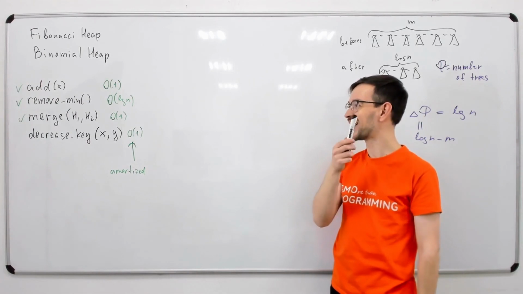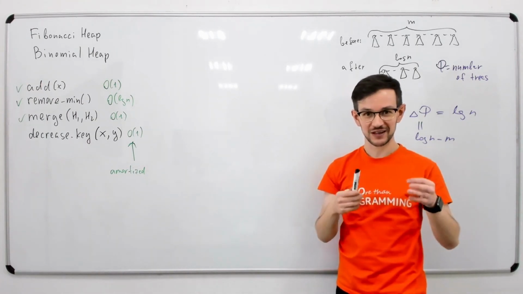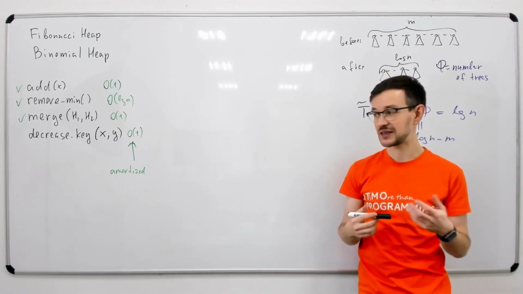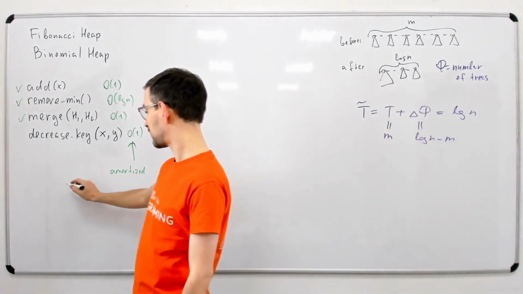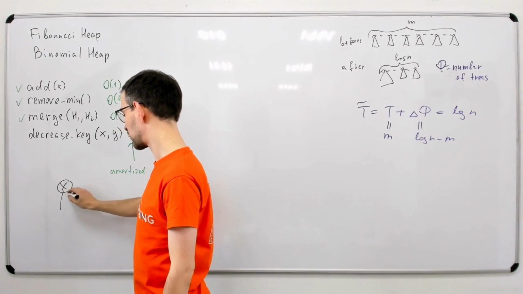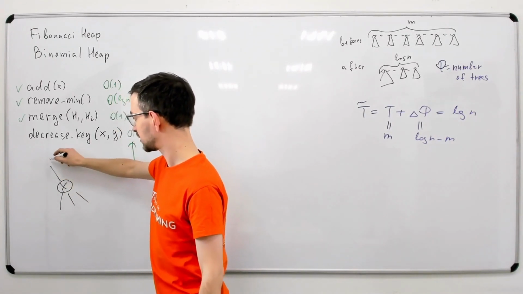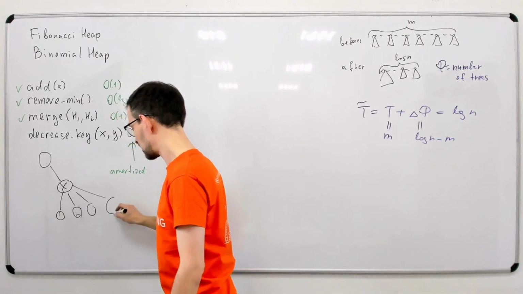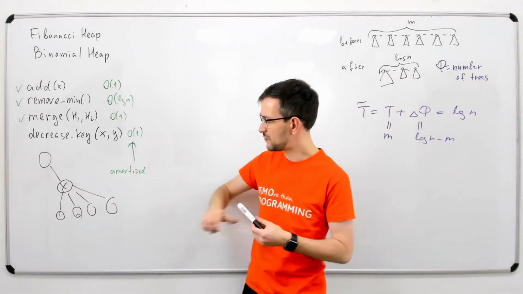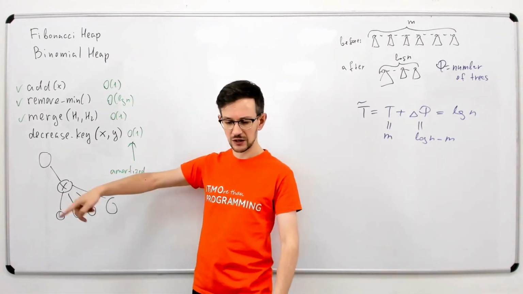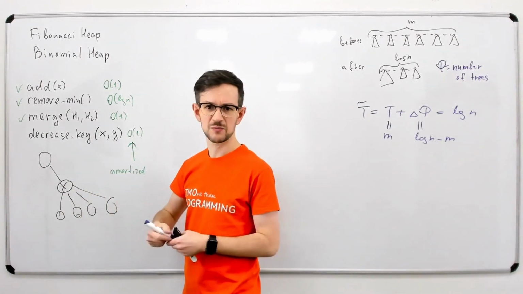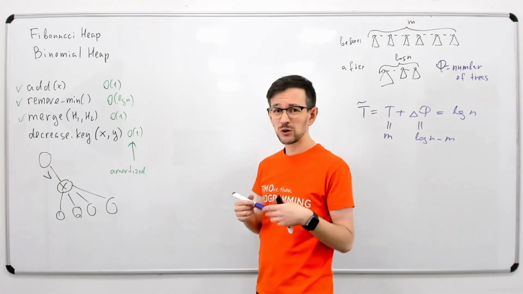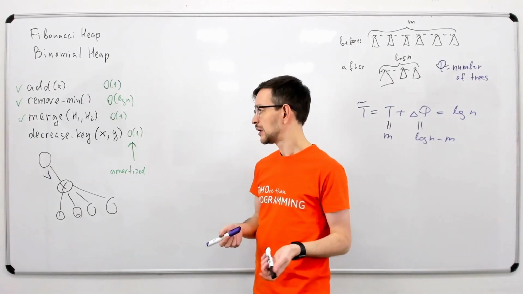What happens when you decrease the key? Unfortunately, many bad things may happen when you decrease the key of the element. So if you have some element somewhere inside your tree, it has some parent, it has some children. If you decrease the key of this element, it eventually may be less than its parent. And you need to do something about this.